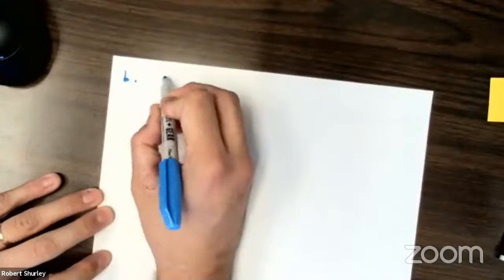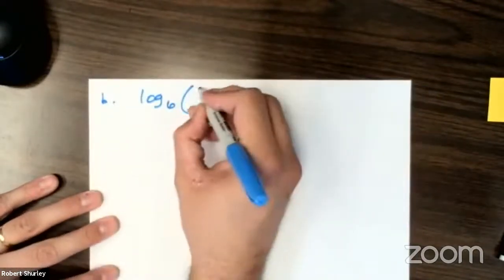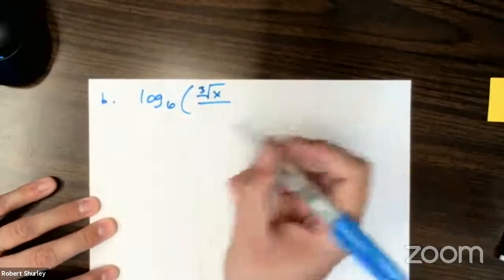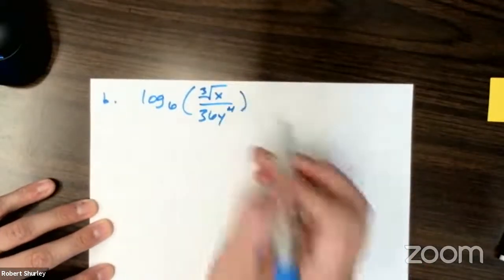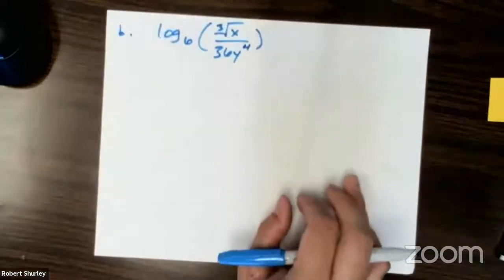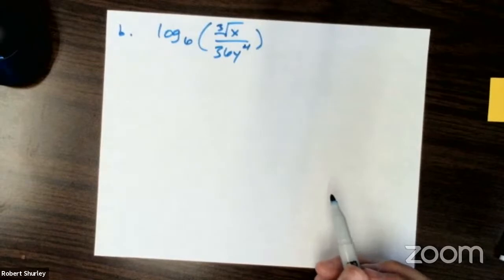So let's look at their second example. It says this is their B. Log base 6 of the cube root of x over 36y to the 4th. Okay? So log base 6 of the cube root of x divided by 36y to the fourth power.